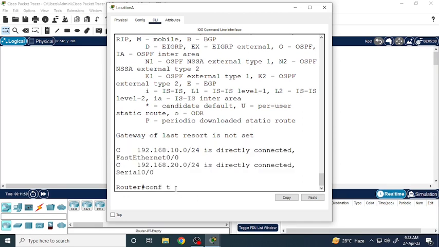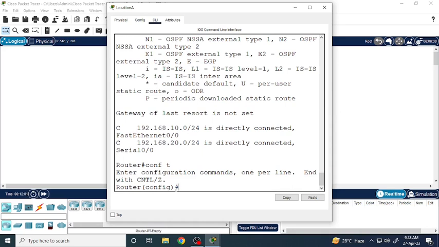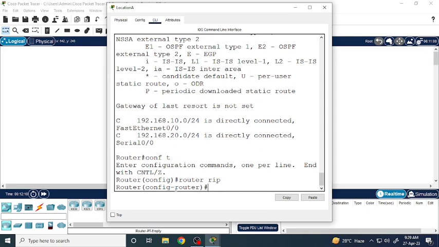Let's go to the global configuration mode, and now write router rip. RIP is the protocol. First you have to activate the protocol, and the next thing is to advertise our networks, our own networks. In this scenario we don't have to figure out which networks are missing. We don't need to do that. The protocol will do that for us when the updates are exchanged.